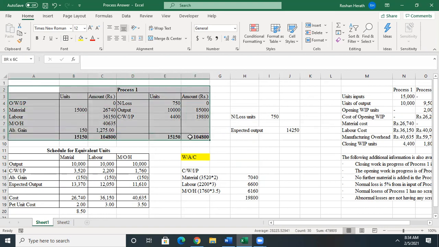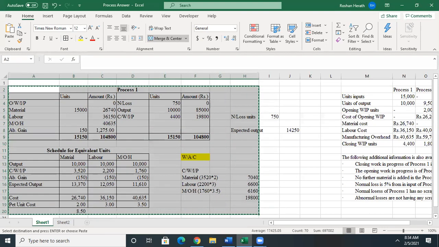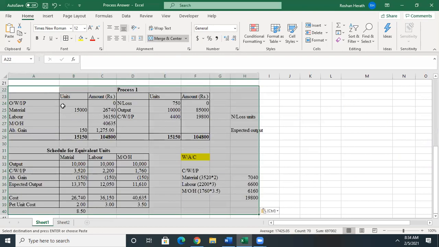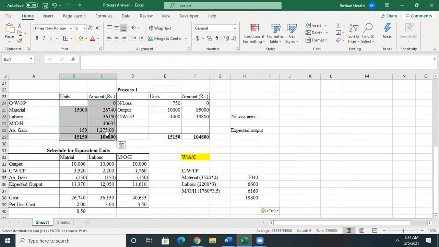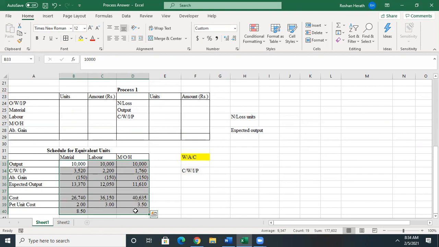Like this. So I can copy the same set of information that will make things easy. Let me just remove the values. Right, so I would like you to attempt process 2 first. Okay, take some time and just give it a try.